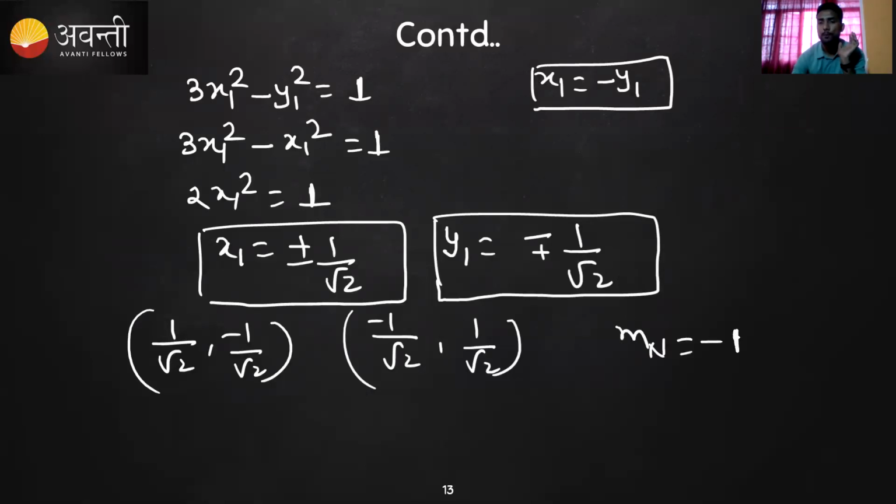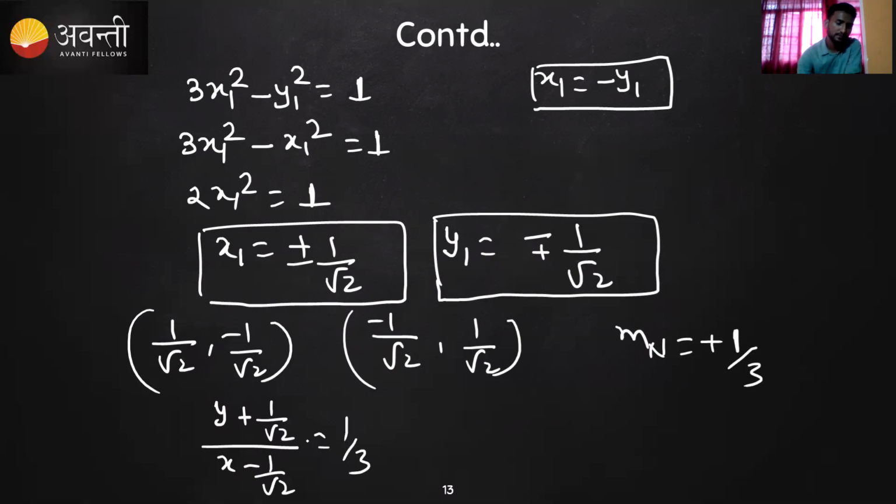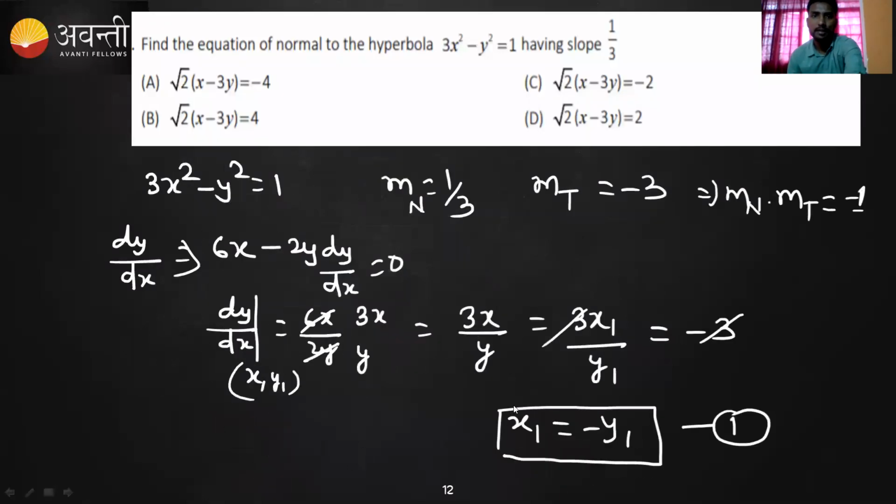That is equal to, actually, it is 1 by 3, right? So from here we can simply write y minus, you can take any point, 1 by root 2, divided by x minus 1 by root 2, is equal to 1 by 3. And another point you can take: y minus 1 by root 2, divided by x plus 1 by root 2, is equal to 1 by 3. So in this way, you can easily find this equation.